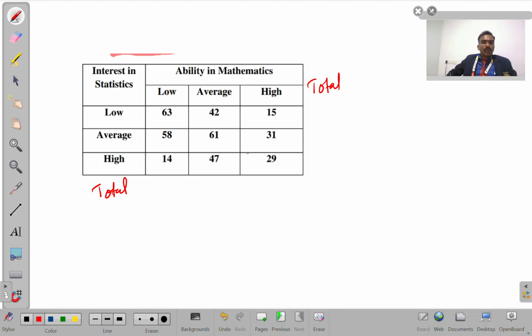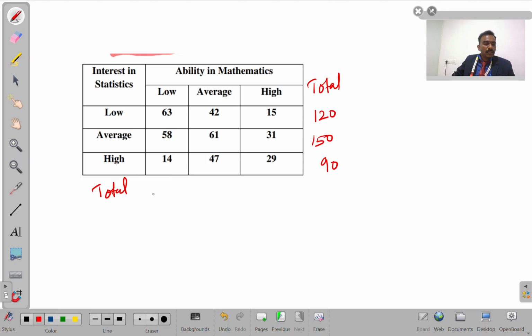The row total: the first one is 63 plus 42 plus 15, which is 120. The second one is 58 plus 61 plus 31, which is 150. The third one is 14 plus 47 plus 29, which is 90.